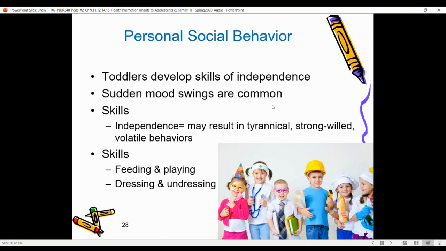Skills that they're learning: feeding, playing dress up, and I've got the picture there with the kids dressed up as different careers. They love to play doctors and nurses and firefighters and those kinds of things at this age. And learning that and playing pretend, playing dress up, those kinds of things are helping develop some of those skills of dressing and undressing themselves.